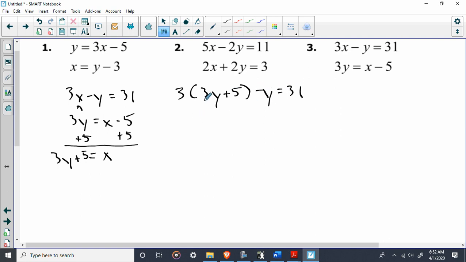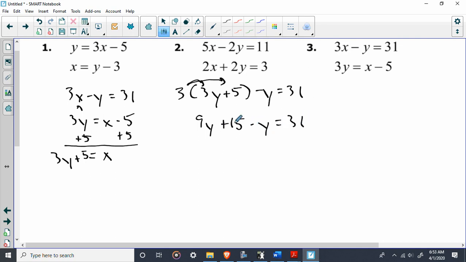Now it's pretty straightforward. Now we're going to go ahead and do what we were doing the other day. We're going to distribute, we're going to combine like terms, we're going to balance, and we're going to get our answer for y. All right? So let's start by distributing. 3 times 3 is 9. 3 times 5 is 15.